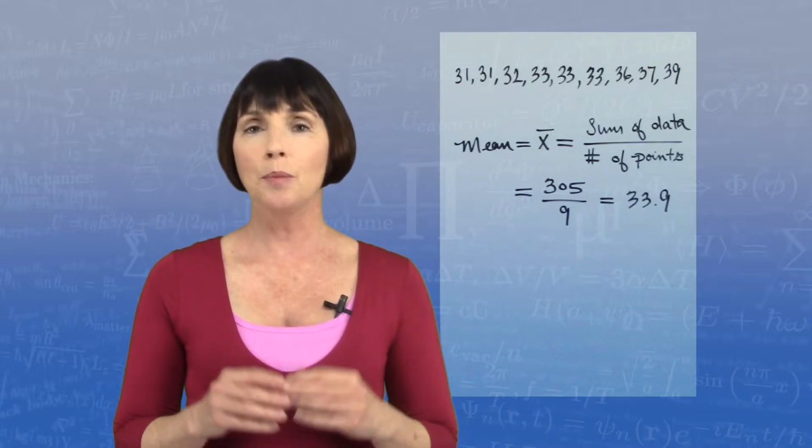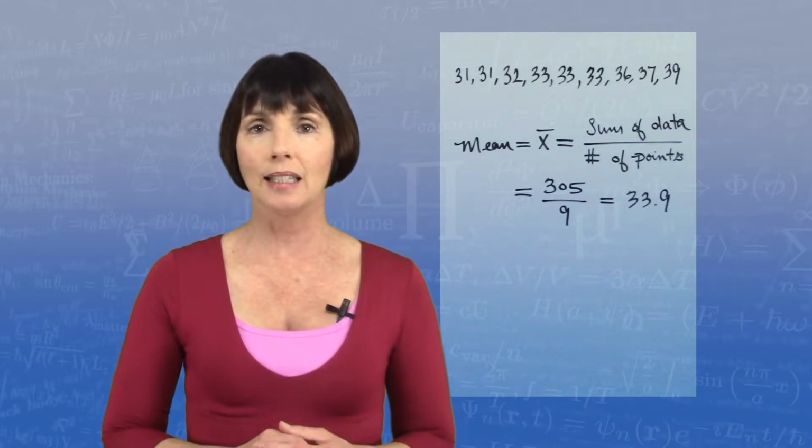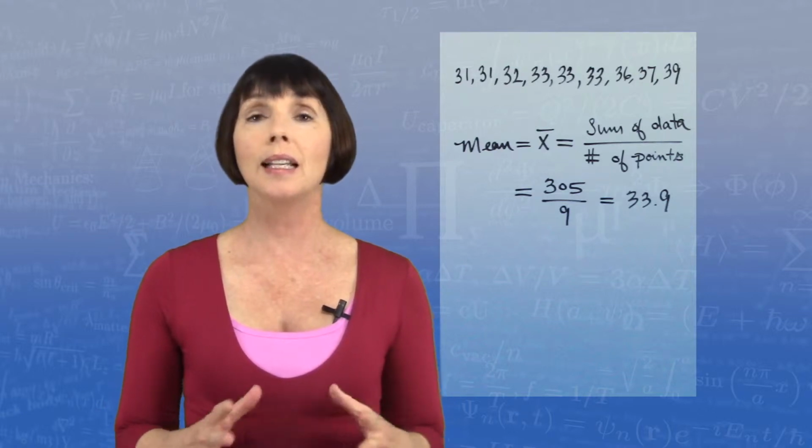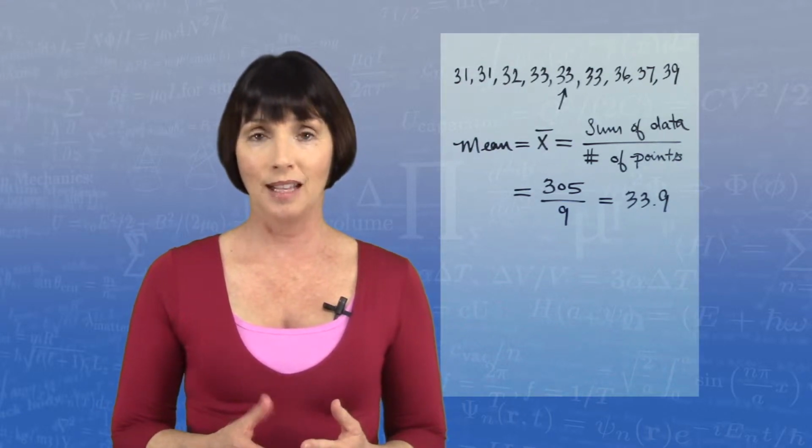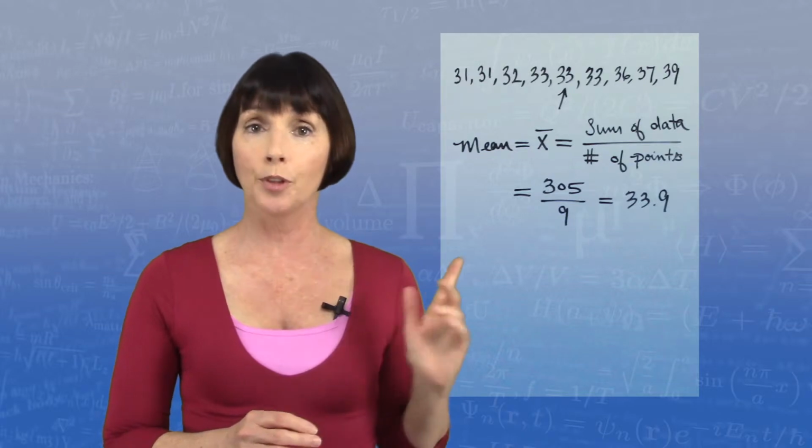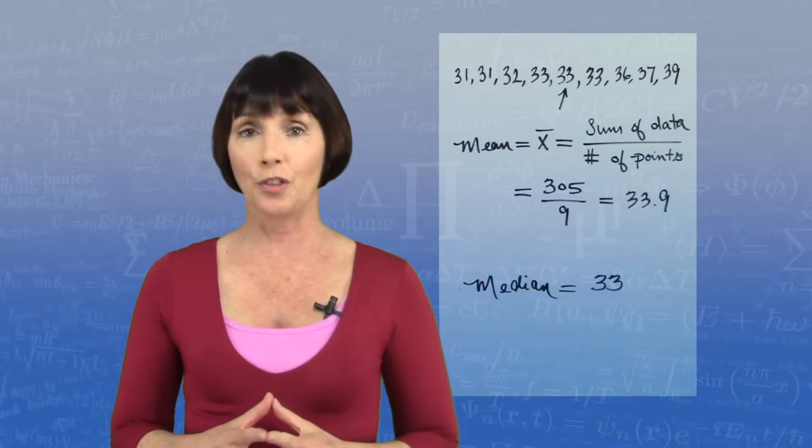All right, to find the median, I first have to make sure my data set is in order, which it is, and then I just take the value out of the middle. The middle value here is 33, so the median is 33.